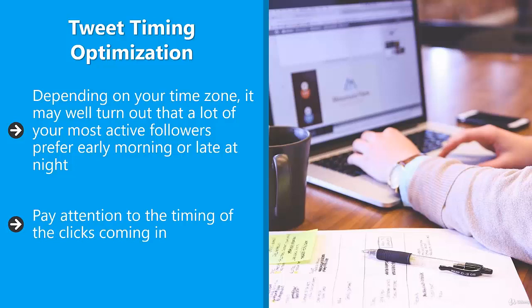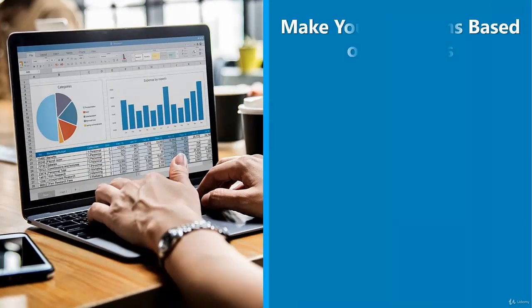If you see a pattern, use your tweet scheduling software to mirror the most active times or the most popular time frame of your content. This is the time range where most people click on your links on Twitter. Make your decisions based on statistics.